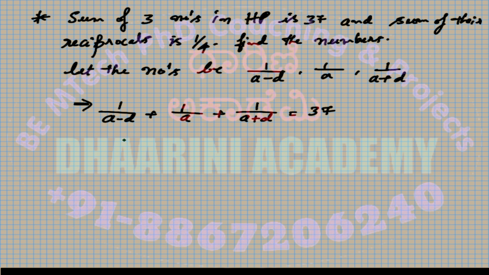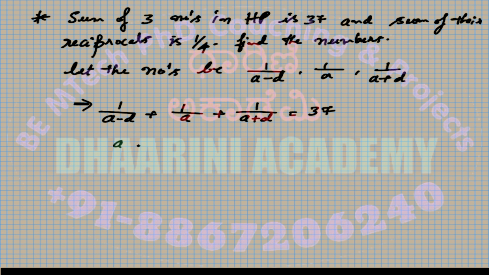Also they have given that A minus D plus A plus A plus D is equal to 1 by 4. All right, so this means the D cancels, 3A is 1 by 4. So A should be equal to 1 by 12. Okay, we got the A. Now our intention is to calculate the D.